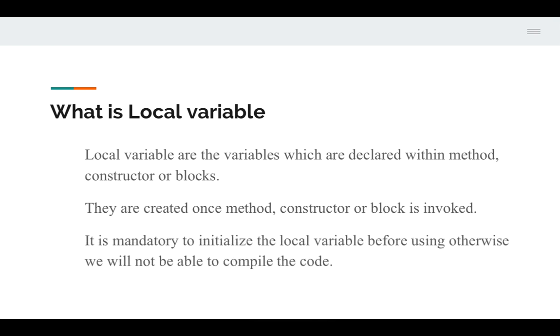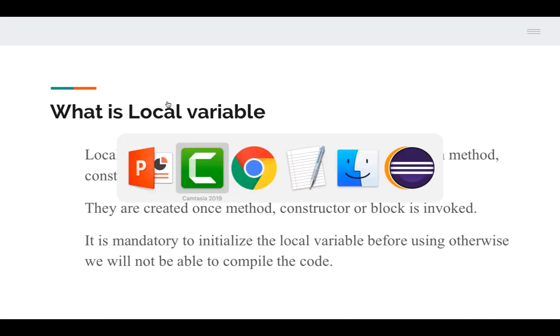And the very important point about the local variable is that it is mandatory to initialize the local variable before using it, otherwise you will not be able to compile your code. It means you cannot keep it without initializing the local variable, you have to initialize it. Otherwise you will get the error. So let me show you everything one by one, then I will move back to instance variable.